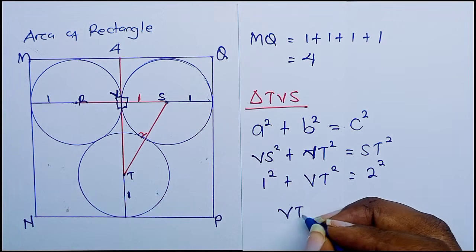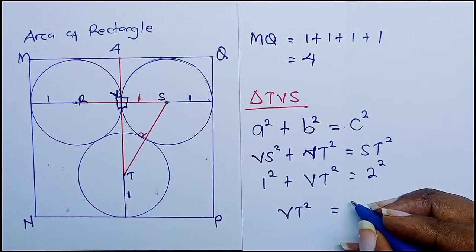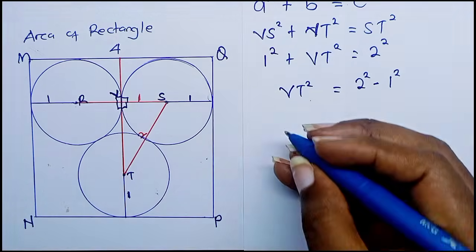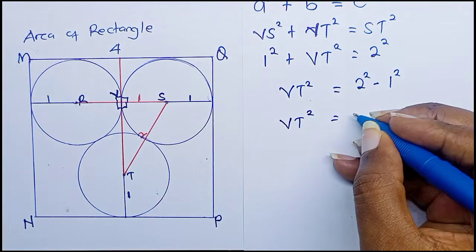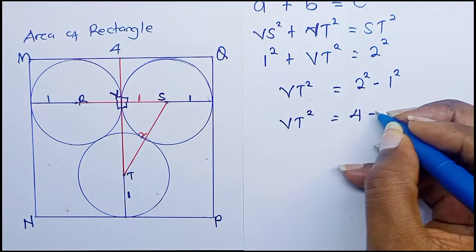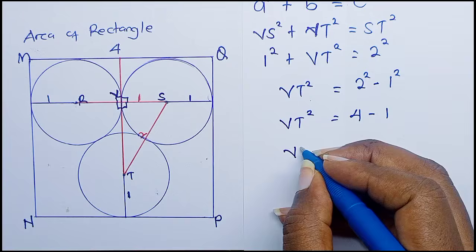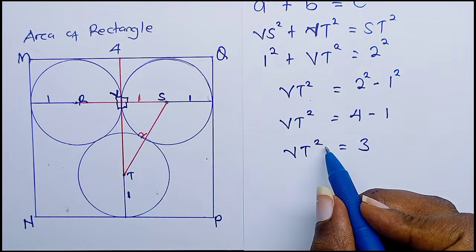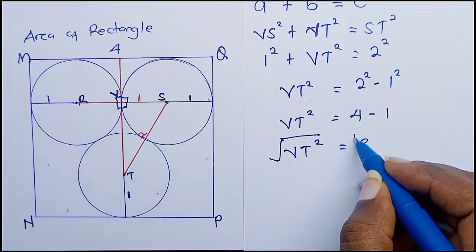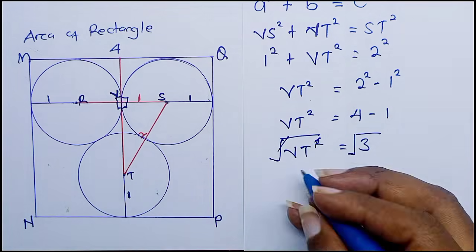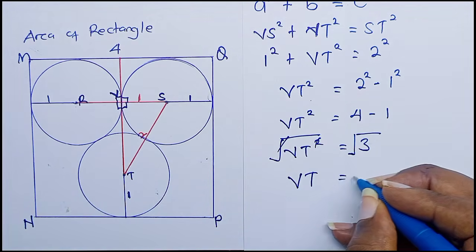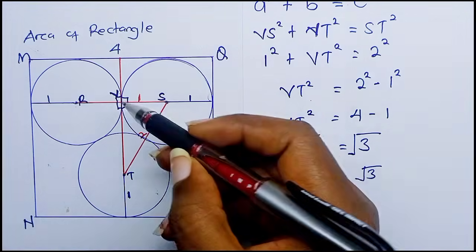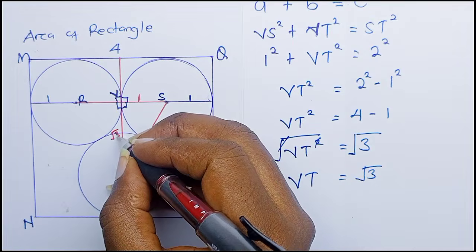So we make VT the subject, so VT squared is equal to 2 squared minus 1 squared. 2 squared is 4, 1 squared is 1. VT squared will be equal to 4 minus 1, which is 3. We want to get rid of this square, so we find the square root on both sides. This cancels, and so VT is equal to square root of 3. Therefore, VT here is root 3.